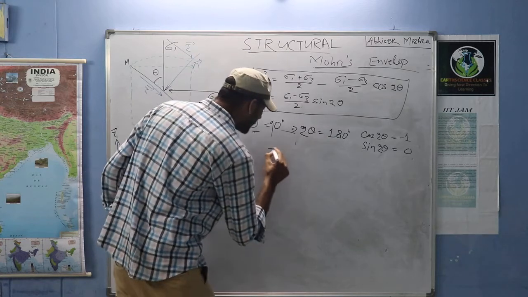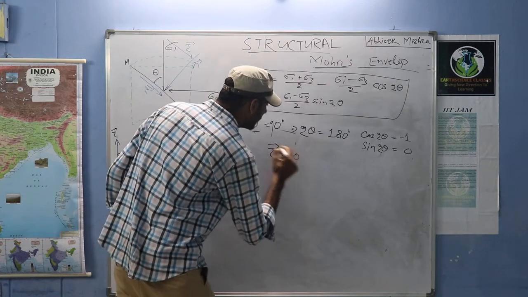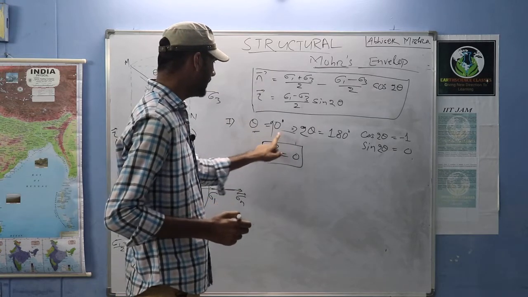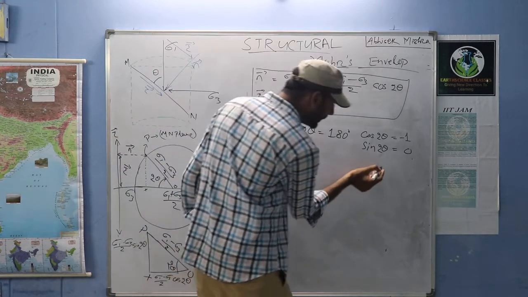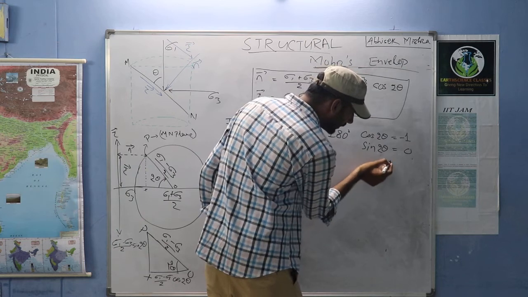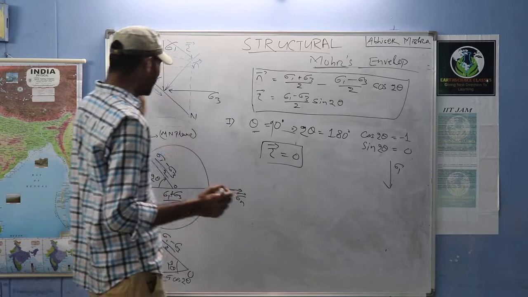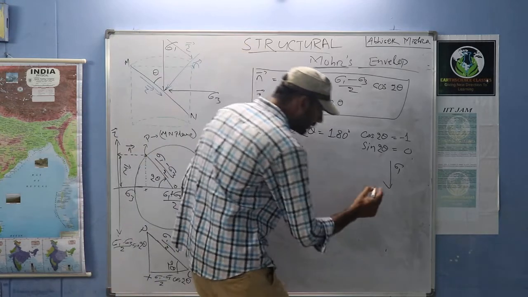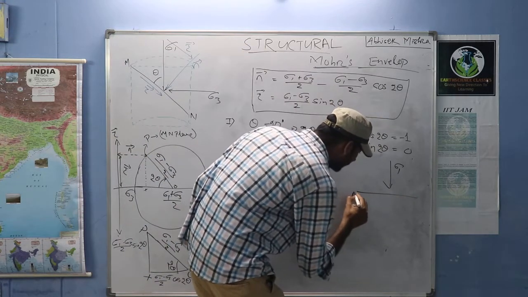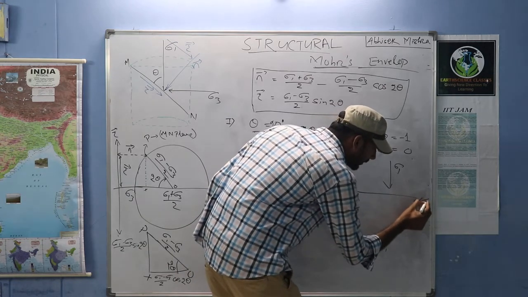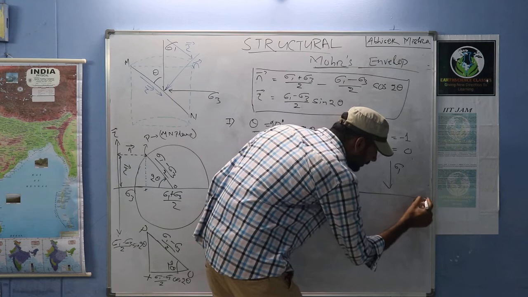Then again tau will become 0. When theta is equal to 90 degree, how can we represent it in the diagram? This is sigma 1. I have told you the angle between sigma 1 and the plane I have taken as theta. So this is my plane Mn, and this is my sigma 3 acting parallel to it.